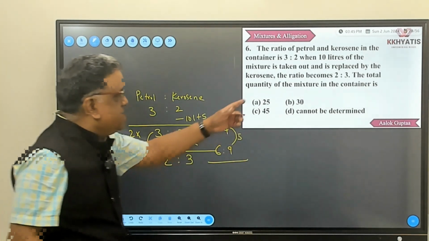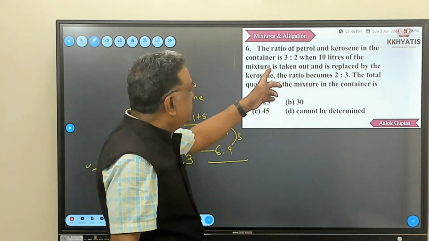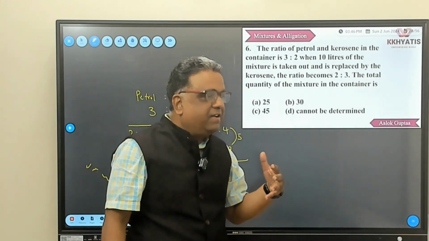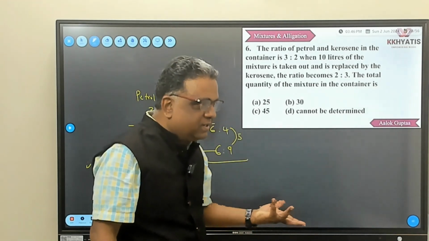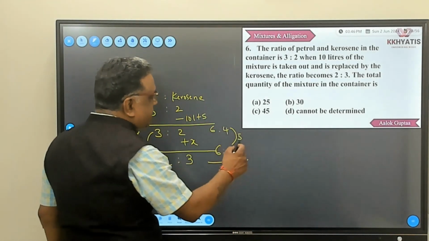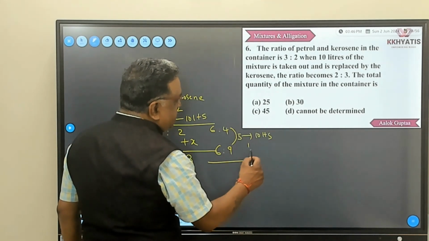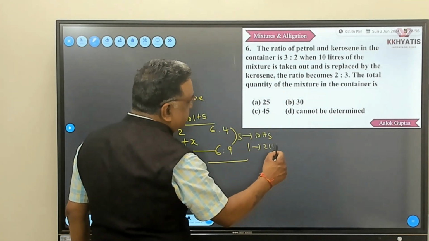And what did this say? When 10 liters of mixture is taken out and replaced by kerosene, which means I have replaced 10 liters of kerosene, which means that in terms of ratio it is 5, in terms of liters it is 10. So in terms, one ratio will become 2 liters. Yes or no?